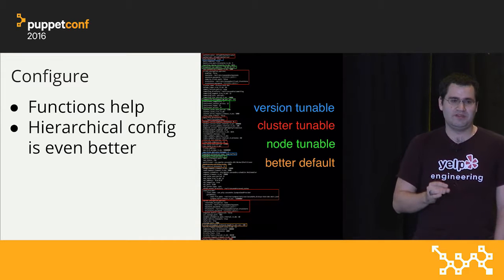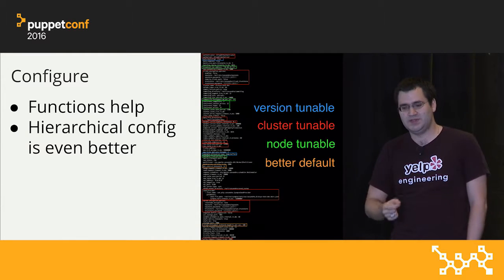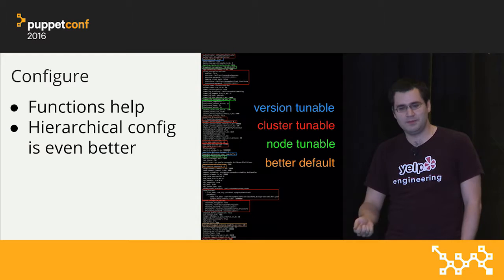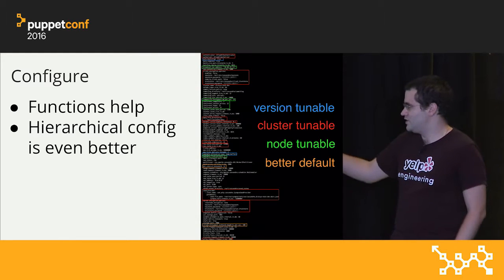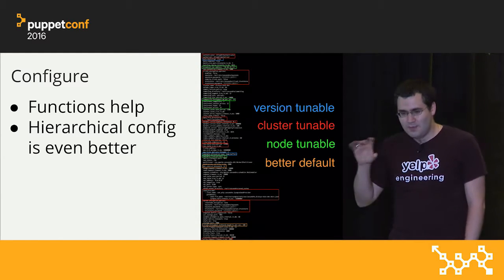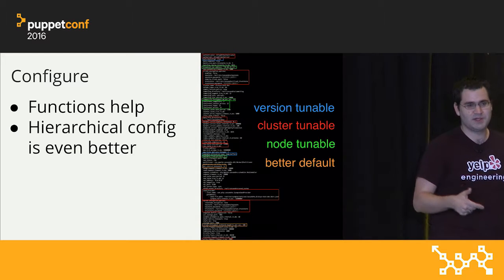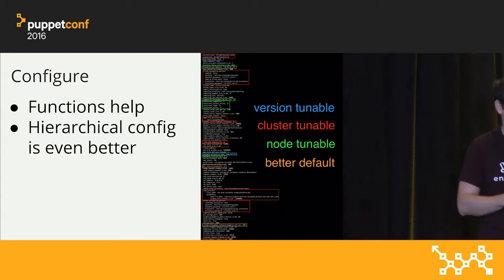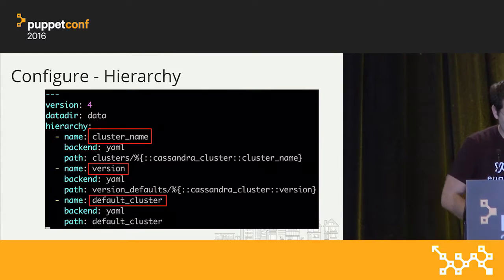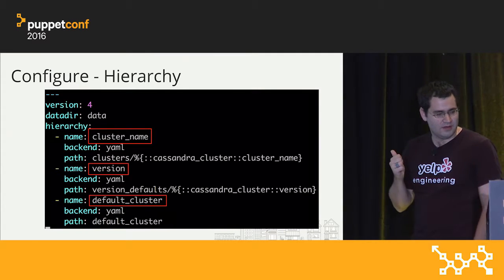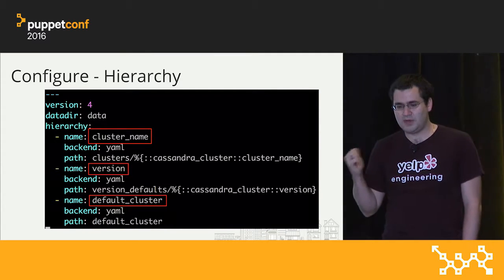There are certain things you might have to change per instance based on things like how many CPUs or how much RAM. And then there's the occasional overall default. But what we found is that functions do help here, especially with those node configs, but hierarchical config is even better. So this is an example of what kind of module hierarchy we're using.